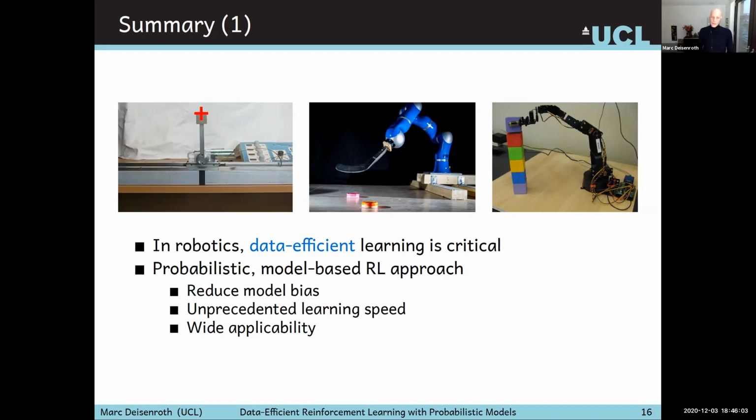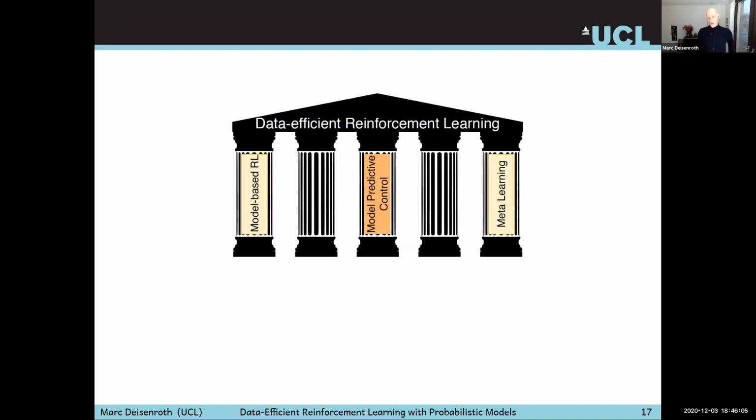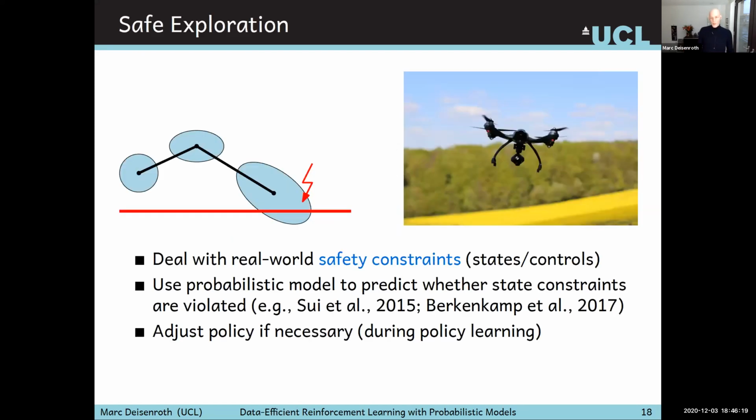Now, in the second part, I would like to talk about how we can use ideas from model predictive control combined with the approach that we just introduced to speed learning up even further. And one of the motivations to look at this entire problem was to think about safe exploration. So there are sometimes real-world constraints or safety constraints that we need to consider.